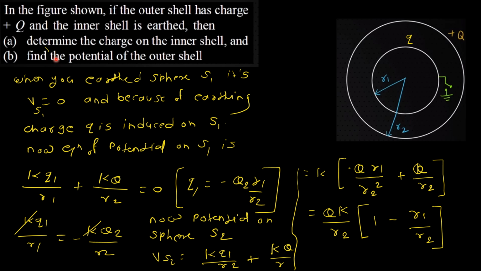So first they ask to determine the charge on the inner shell. The inner shell charge is q1 = -q2 r1/r2, and the potential of the outer shell is the answer: kQ/r2 times (1 - r1/r2).